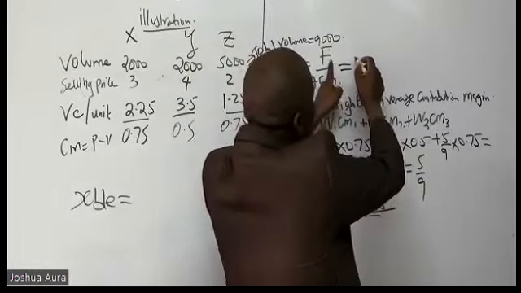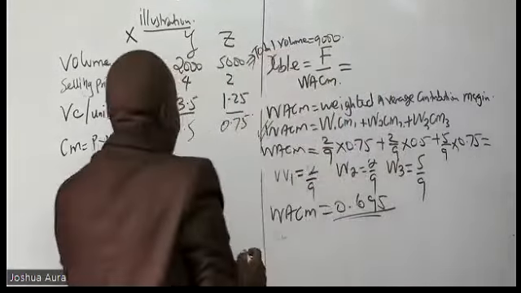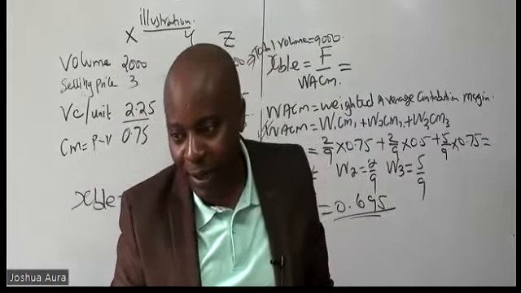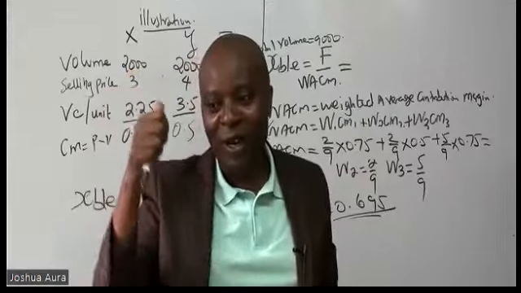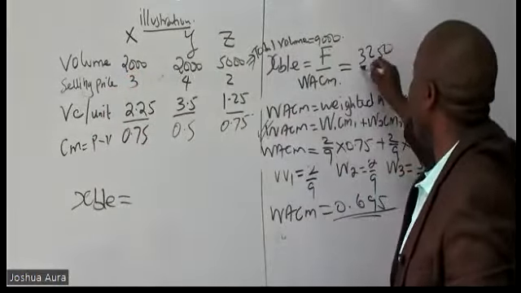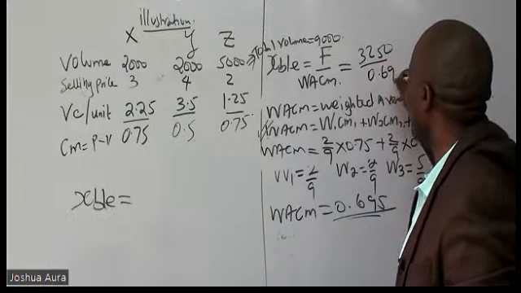What is our fixed cost amount? We have written this figure here. The fixed cost amount for the firm is 3250. So then this will be 3250 divided by our 0.695.